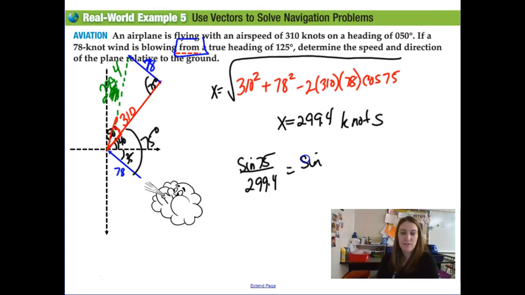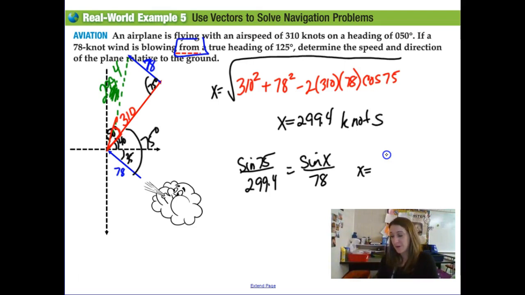So the sine of x, you can use any variable you want. I'm just going to use x, if that's all right. Sine of x over 78. And then when I go to solve for x, I'm going to cross multiply: sine 75 times 78 divided by this, and then inverse sine at the last minute. And I just found that x is 14.6 degrees.